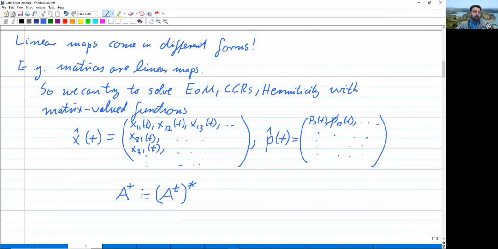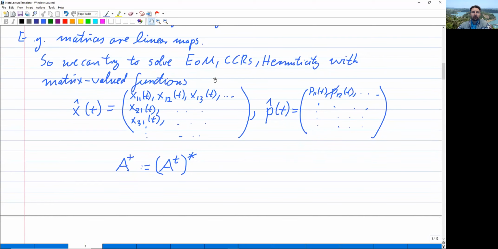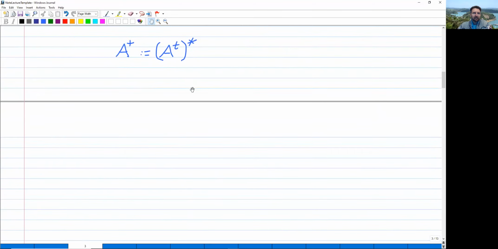So now we have our work cut out for ourselves, right? We could just go ahead and try that. We could try to take some Hamiltonian, calculate the equations of motion, and then try to solve the equations of motion, canonical commutation relations, hermiticity condition for matrices. But before we do that, we should reconsider, because how do we know that these functions x hat of t and p hat of t should be matrix valued?